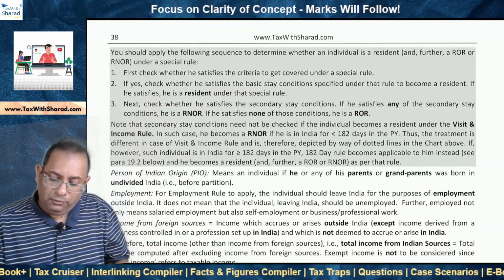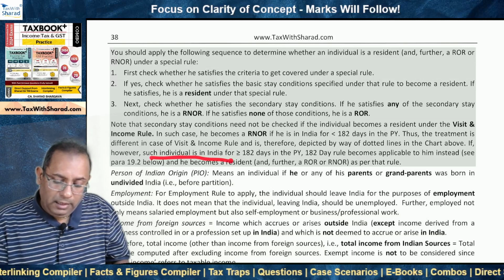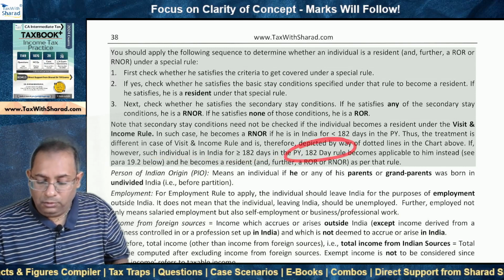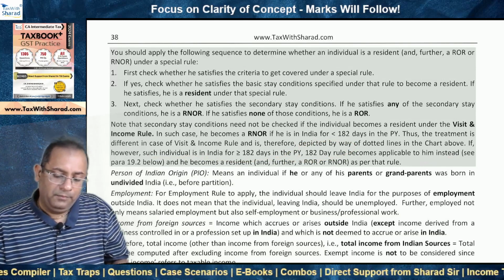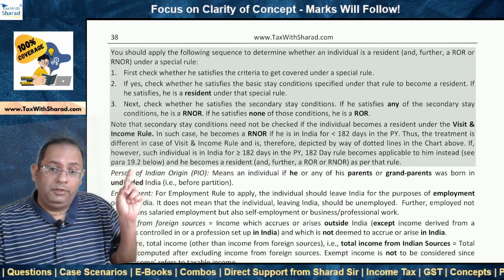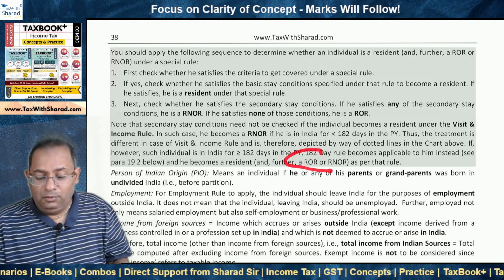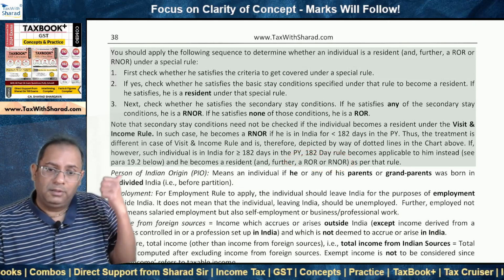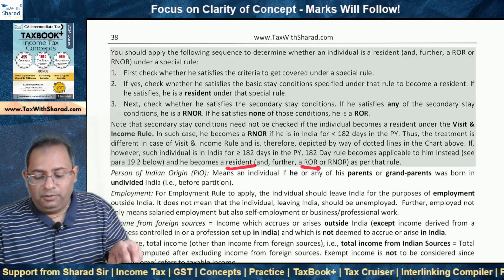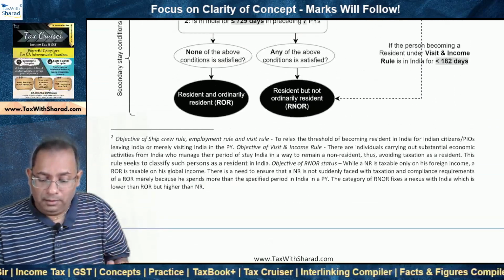Okay, so in that case what will happen? If however such individual is in India for 182 days or more in the previous year, the 182-day general rule will become applicable to him instead and then he will become a resident. Okay, and in the general rule which we will look at in some time, the person will then need to be categorized as ROR or RNOR because under 182-day general rule the person becomes a resident and then further ROR or RNOR. So this will be the treatment in case of visit and income rule.